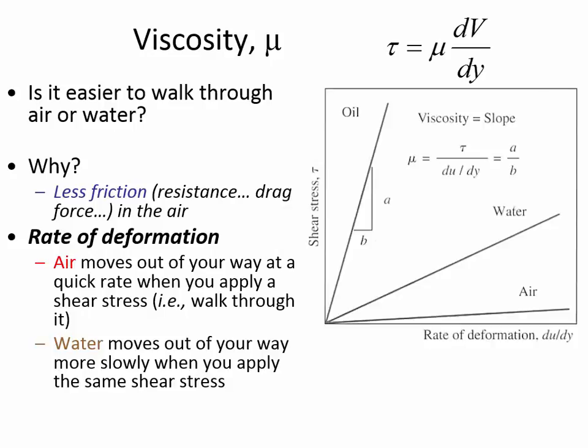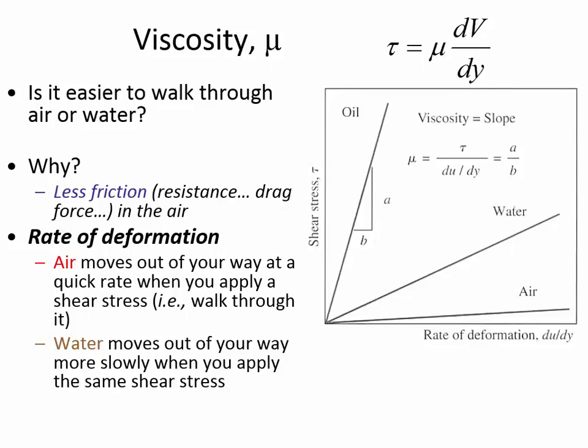Now we can represent that graphically. So here is how we can define viscosity in a graphical way. Let's look at the horizontal axis here. Rate of deformation is just that idea of how quickly something's moving out of your way when you apply a force to it. And that force is the shear stress that we're talking about in the vertical axis. So in the case of air, what this means is I only have to apply a tiny little shear stress to get a lot of deformation. And that's what I notice when I'm walking through the air. I'm not applying any effort, and the air is getting out of my way very easily.